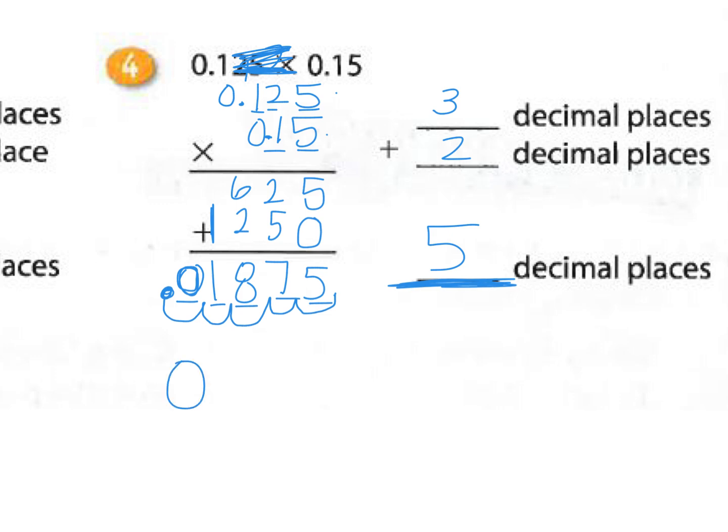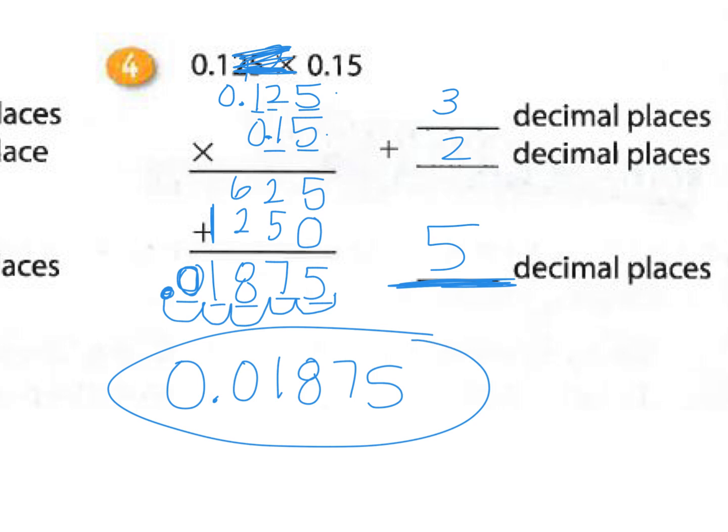So our answer is 0.01875. It's okay to add that 0 in there because that means that because we didn't do all these zeros, you get to just put it in if you need that decimal place. So when we need 5 decimal places, 1, 2, 3, 4, 5 places.